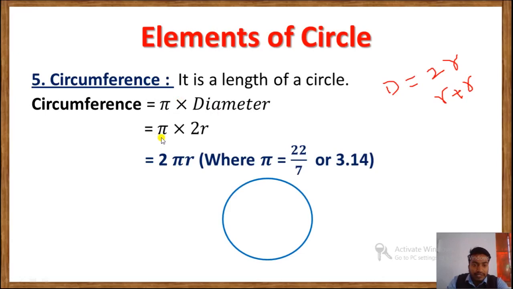So pi into 2r equals 2 pi r. This is the main formula which you have to learn: 2 pi r, where the value of pi is 22 by 7 or 3.14. Either use this one or this one to solve the problem. Understood? This is the value of pi, and this is the formula to find the circumference of a circle.